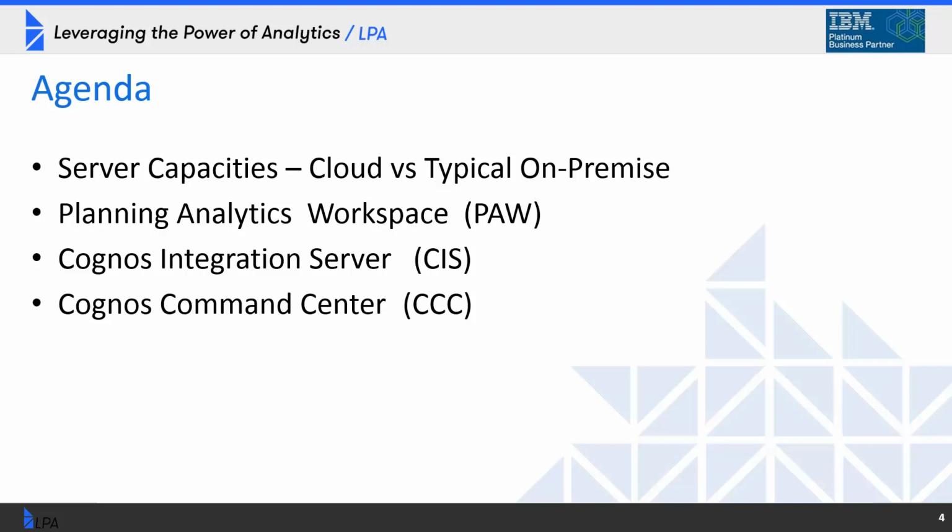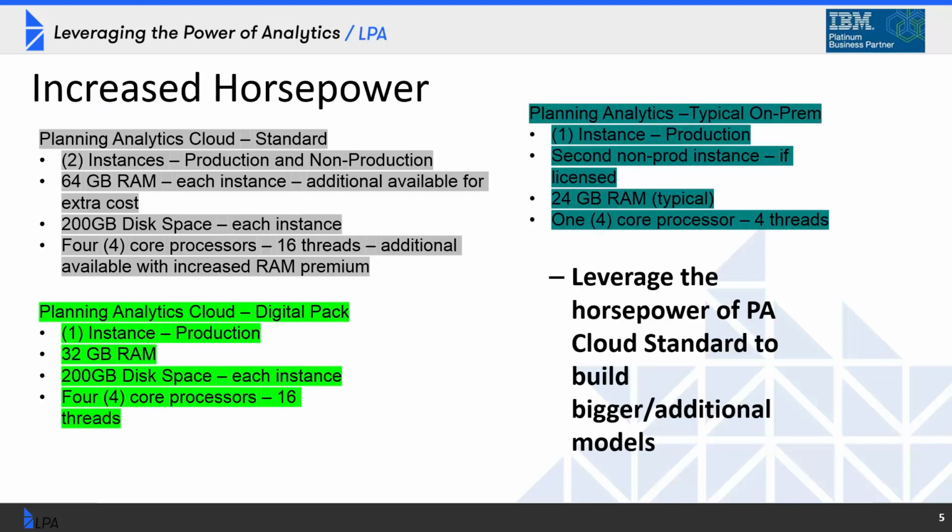Cognos Integration Server. This is a very powerful tool to bring data into Planning Analytics, to export data out of Planning Analytics, to integrate it with other systems automatically, seamlessly. And we'll go through some examples on that. And then Cognos Command Center. This is another powerful tool for basically system management. You can automate things, you can bring the server up and down, you can create Cognos Command Center jobs to run a process and then send out emails based upon the results, etc. And again, we'll go through some examples on those.